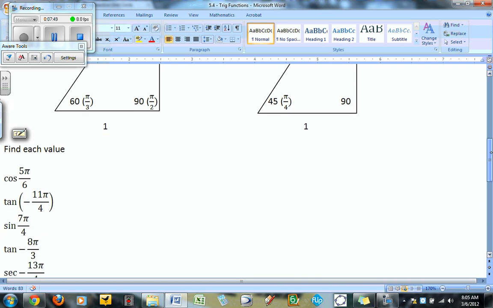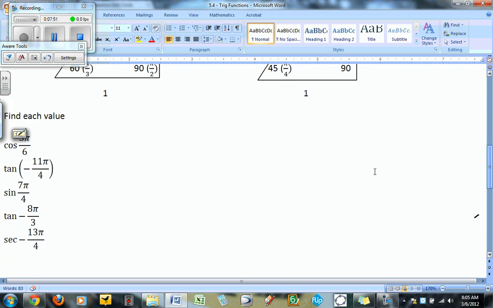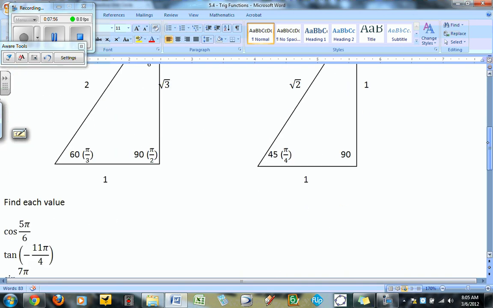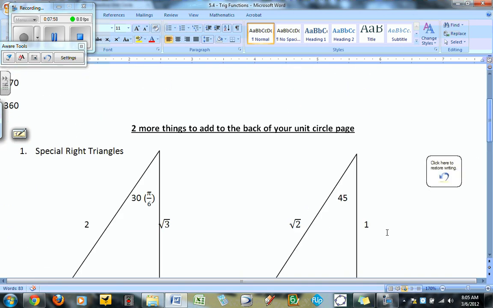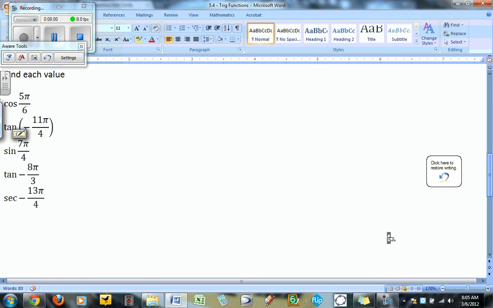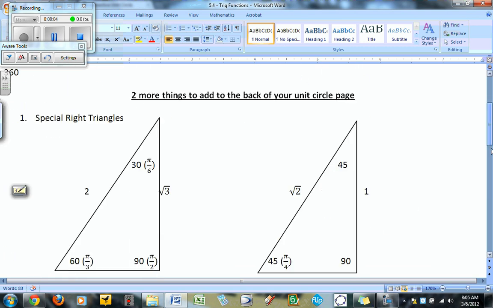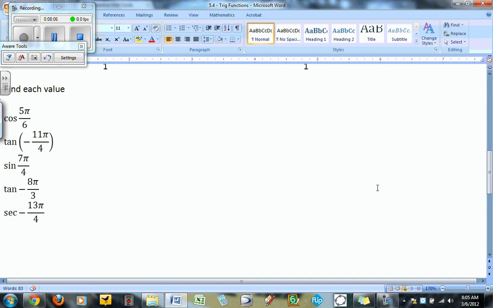Find each value: cosine of 5 pi over 6. Now, we had you earlier find the reference angles for certain angles. So what we're going to do is use our right triangles to find the reference angle.